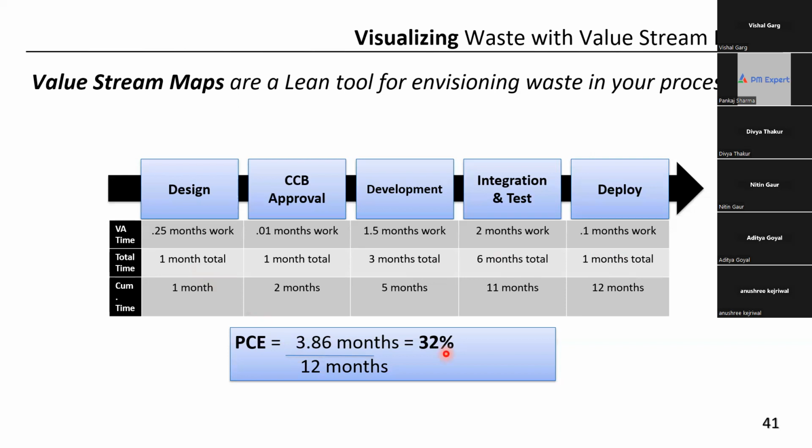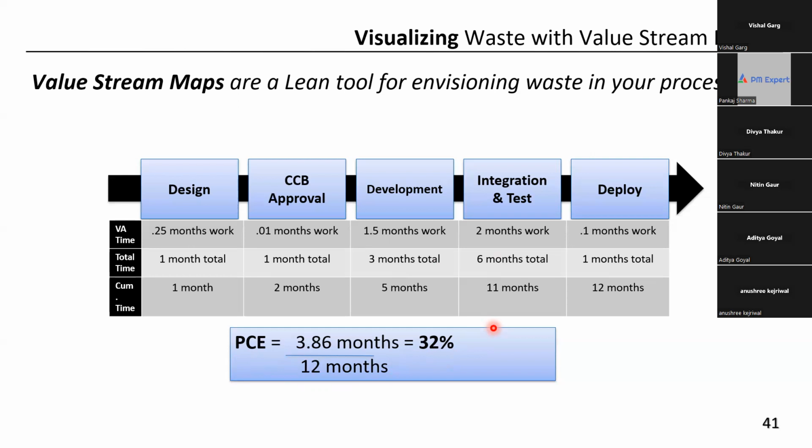Now the purpose of value stream mapping is to understand the workflow visually, and try to understand what are value added steps and what are non-value added steps. Our goal is to minimize the non-value added steps. When we minimize the non-value added steps, our process cycle efficiency, PCE, goes up. Is that okay? Is that fine, guys?